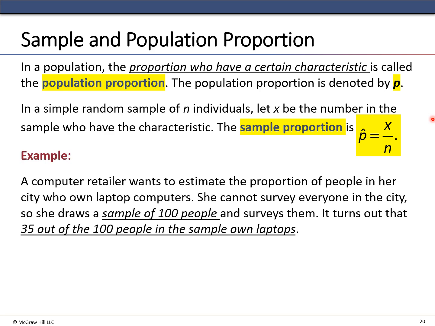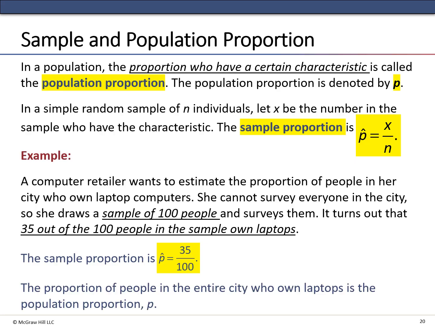A computer retailer wants to estimate the proportion in her city who own laptops. She cannot survey everyone in the city, so she draws a sample of 100 people and surveys them. It turns out that 35 out of the 100 people in the sample own laptops, so our proportion is 35 over 100, or 0.35.